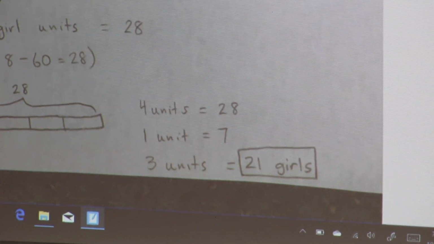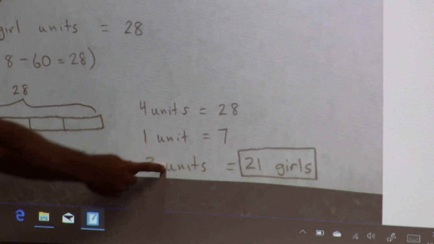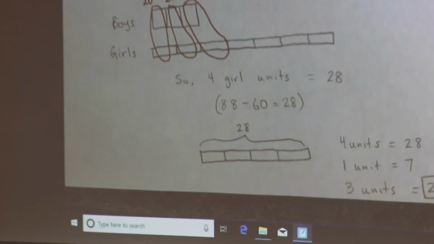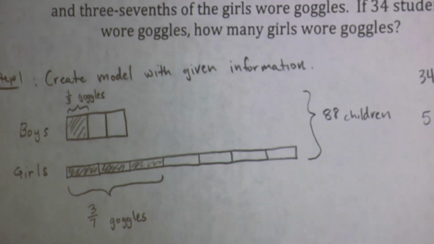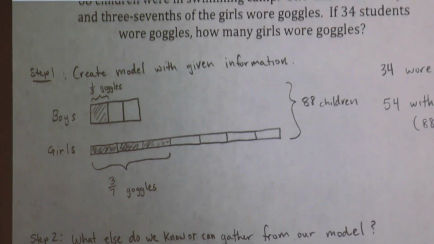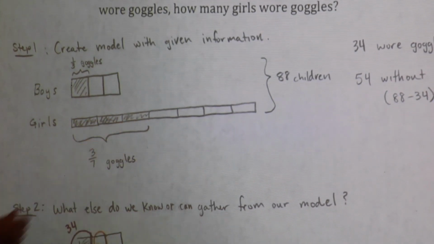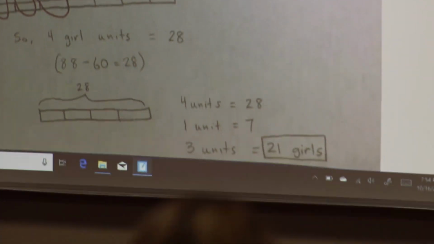Now, how did I get the 3 units? Because if you go back to the original bar model, you can see that we're asking for the 3 units there. How many girls wore goggles? Well, these are the ones. These are the 3 units. These are the ones that wore the goggles. So your answer is going to be 21 girls.